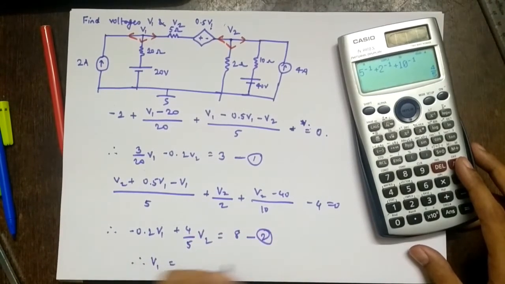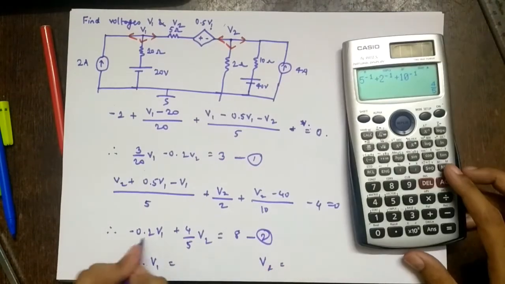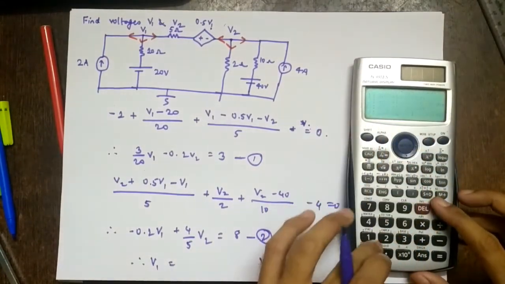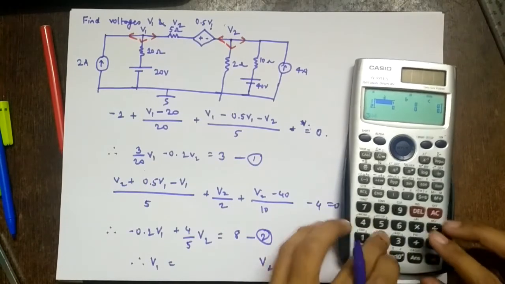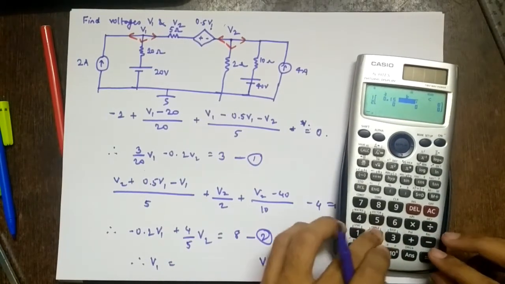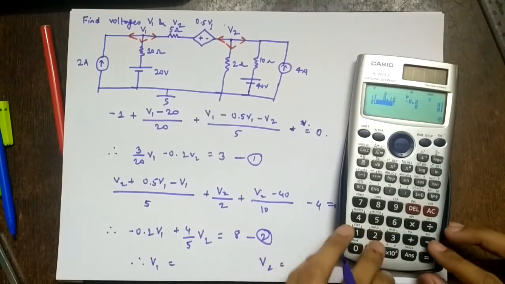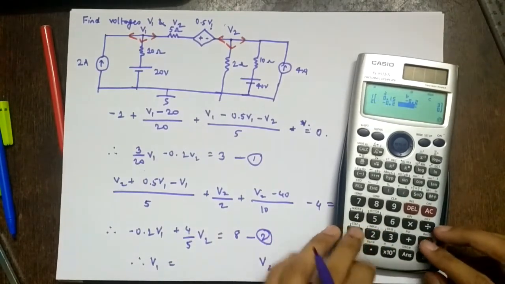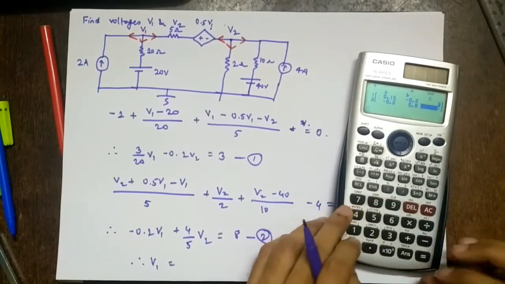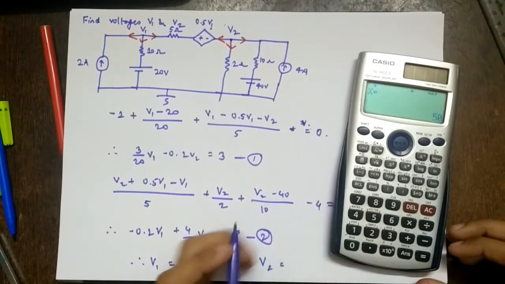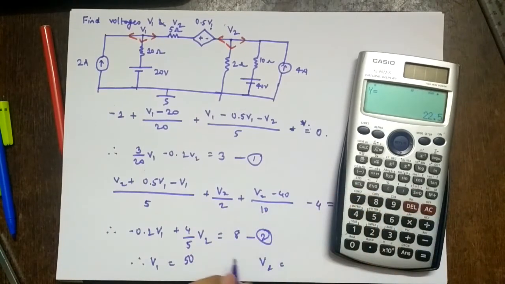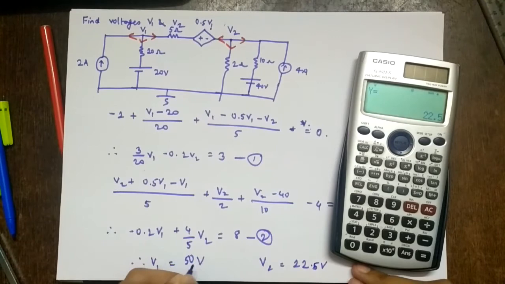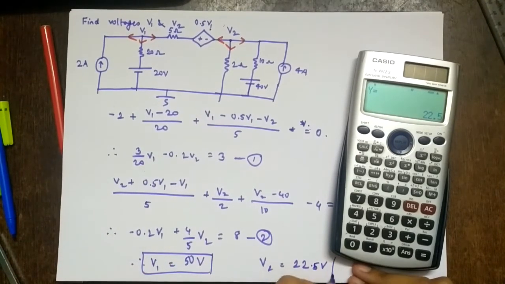So therefore V1 equal to, V2 equal to, solving equations 1 and 2 simultaneously. That you have to write. So 3 divided by 20 minus 0.2, 3 minus 0.2, 4 divided by 5, 8. So V1 is 50 and V2 is 22.5 volts. I forgot the unit. Don't forget to write the units. They carry 1 mark each.